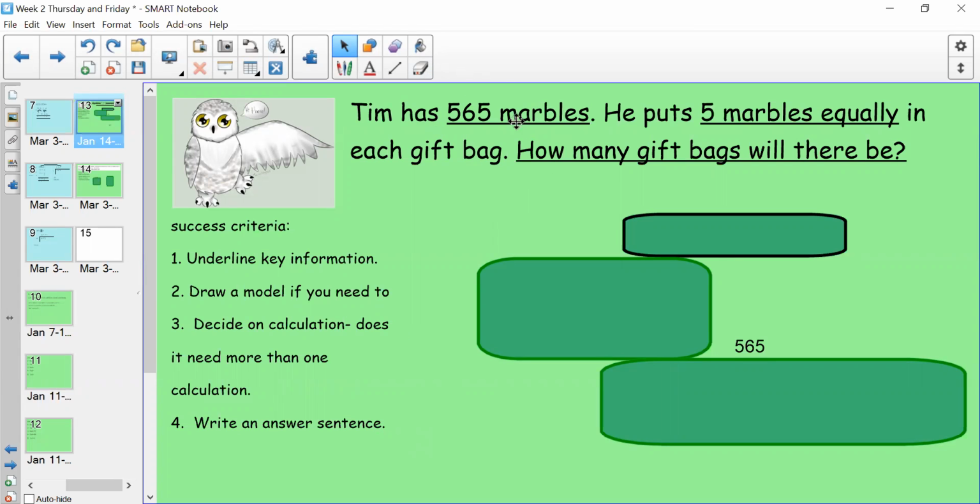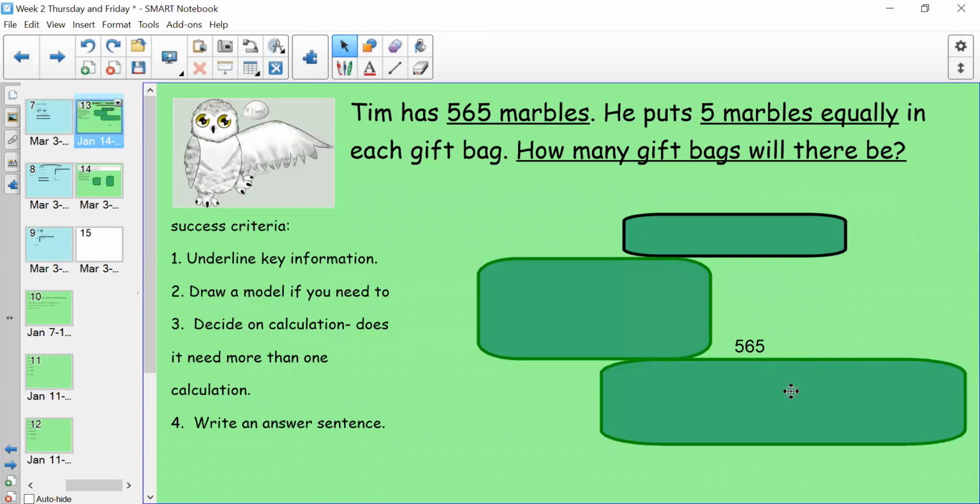Okay, so if we look at this one, I've underlined the key parts. So I've got 565 marbles. So that's my whole number. So already we know that with whole numbers, we've got the whole number. It's either going to be division or subtraction most of the time. Okay, so then it says he puts 5 marbles equally, and that's a big clue, in each gift bag. How many gift bags will there be? Okay, so I have underlined my information.